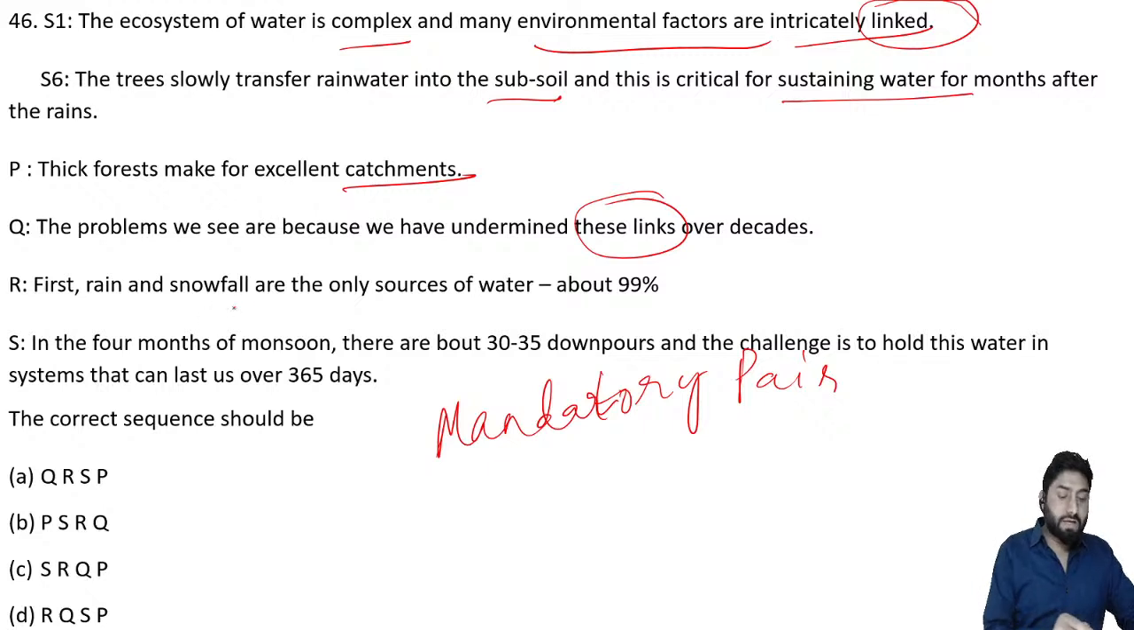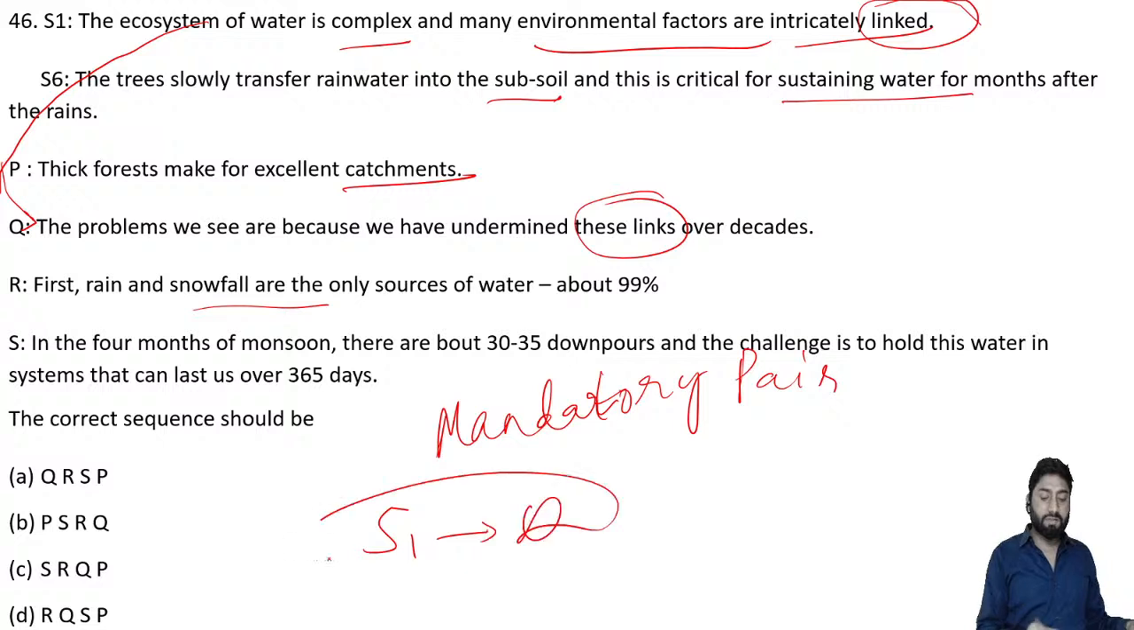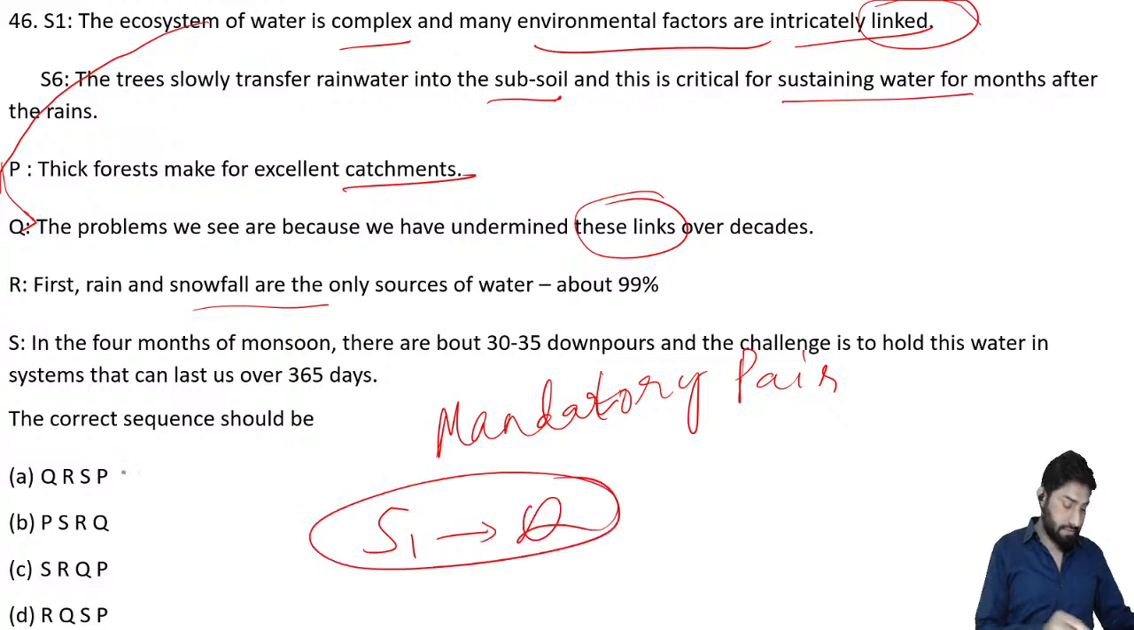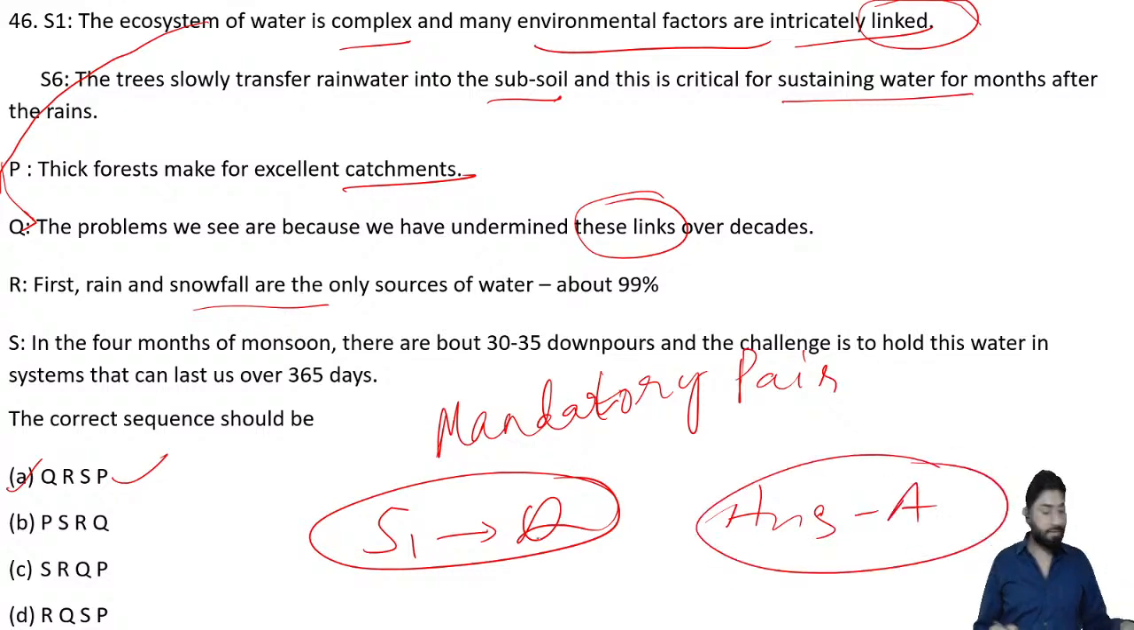Right? First, rain and snowfall are the only sources of water. और 99%. इसका कोई लिंक नहीं है. 4 months. See, इसके साथ the mandatory pair only, you talk about this link Q. So S1 has the mandatory pair with Q. बाकी और चेक कर लो. So the answer is only, the moment you did that, 46, you got the answer. So the answer is A. Let's go to the next one.